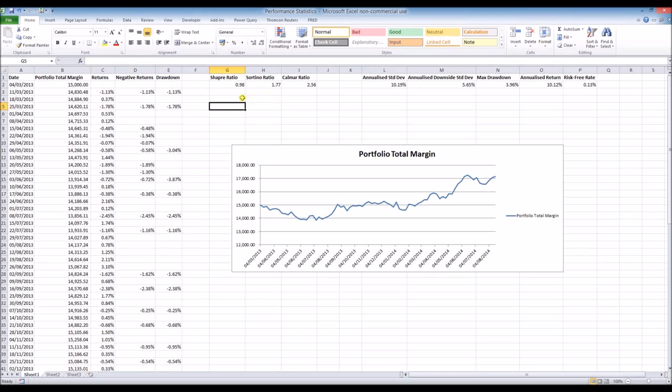Another possibility to think about is that you could calculate, I've just realized that I've not spelled Sharpe correctly there, Sharpe ratio.